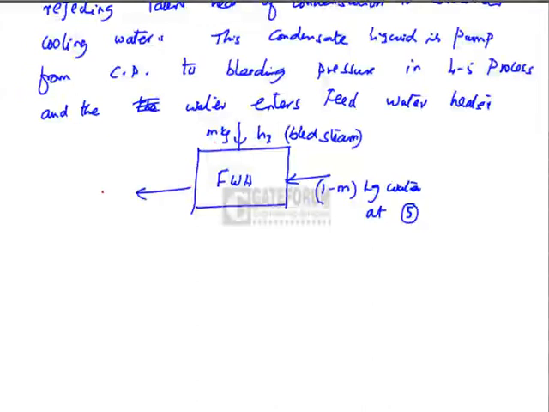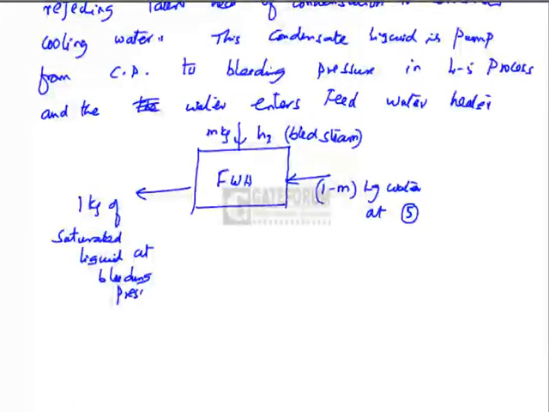So what is leaving there? 1 kg of saturated liquid at bleeding pressure. Please note that the mixing occurs at constant pressure, that is at bleeding pressure. So mass balance is satisfied. 1 minus m plus m kg is equal to 1 kg. The rate of mass of water entering the feed water heater is equal to the rate of mass of water leaving the feed water heater. That is 1 minus m plus m kg is equal to 1 kg.